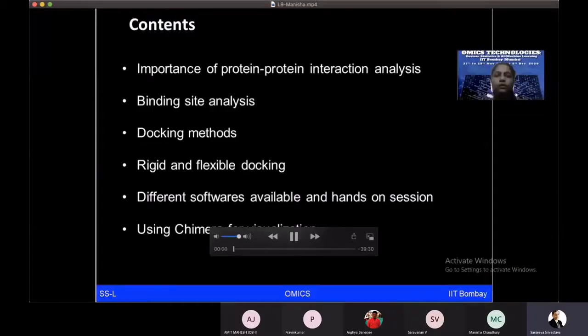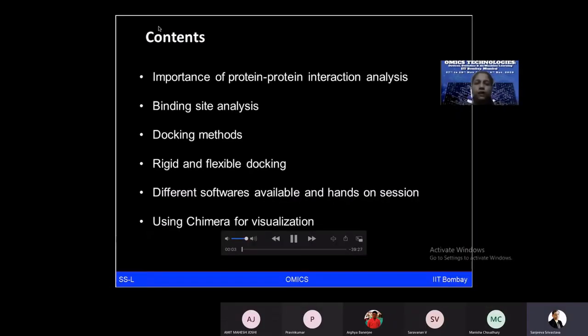So the contents of this session are the importance of protein-protein interaction analysis. We will try to understand why it is important to understand protein-protein interactions, and also the binding site analysis, the various docking methods, and the concepts behind rigid and flexible docking.